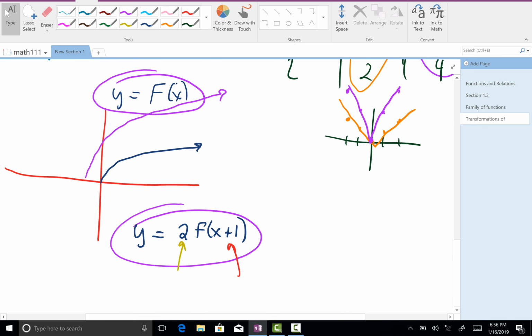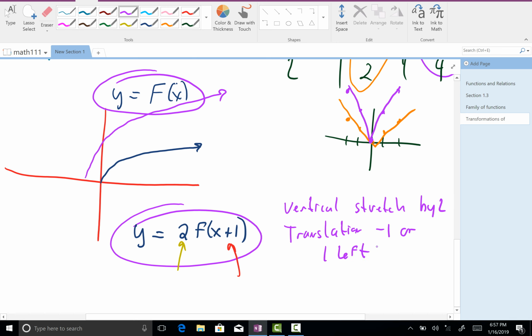If it asks you to verbalize what's happening there, we would probably say we have a vertical stretch by 2, translate, or you could say move or translation, whatever you want to say, translation -1, or you could just say 1 to the left. If you have to verbalize it, you can use vertical stretch by 2, translation -1, or 1 to the left. It doesn't matter to me which way you say it.